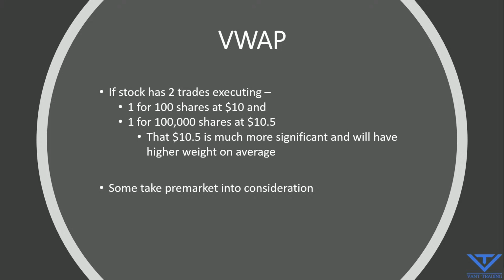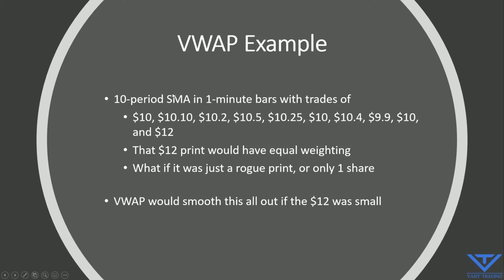Let's give another example here. Let's say we're looking at a 10-period simple moving average with 1-minute bars. And over the last 10 minutes, you've had trades at 10, 10, 10, 10, 10, pretty much a nice little tight range here, but you had one crazy trade at 12. That $12 print would have an equal weighting among simple moving averages. It would have a higher weighting among exponential moving averages.